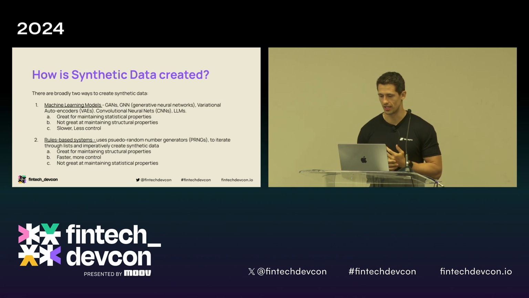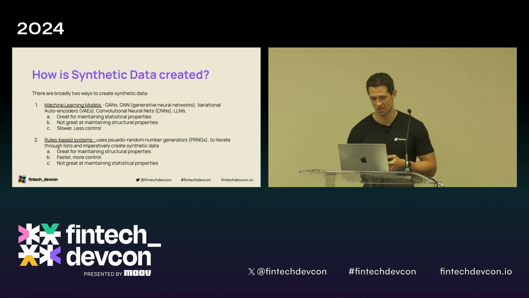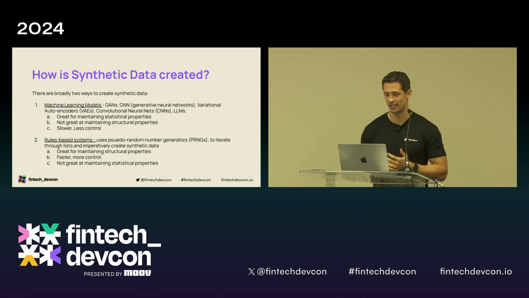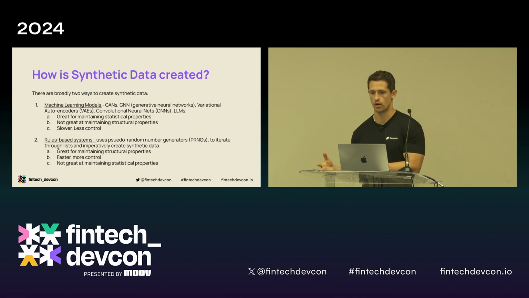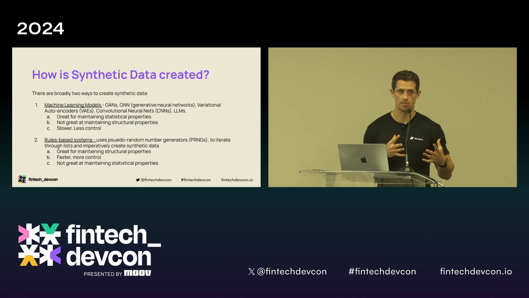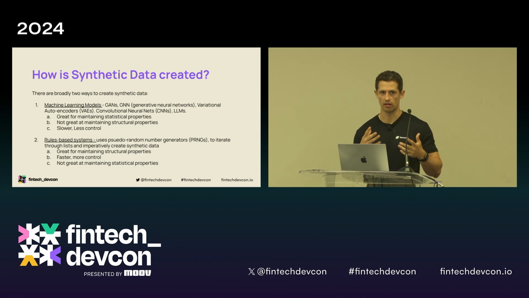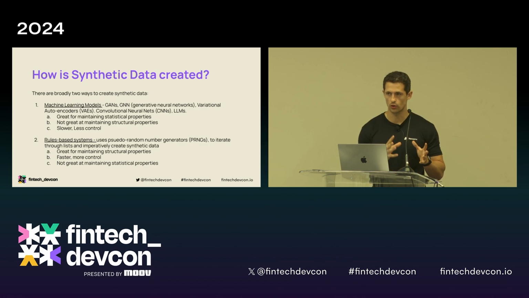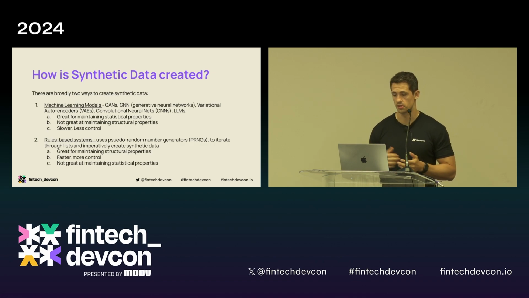Computers are really good at generating random numbers and iterating through lists and going through different data structures. But it's not very good at maintaining statistical properties. And so if that's something that you need, machine learning models are definitely the right way to go. If you're like, I just need some data that looks like production, I need it generated fast, and I want to be able to really granularly control it, a rules-based system may work.